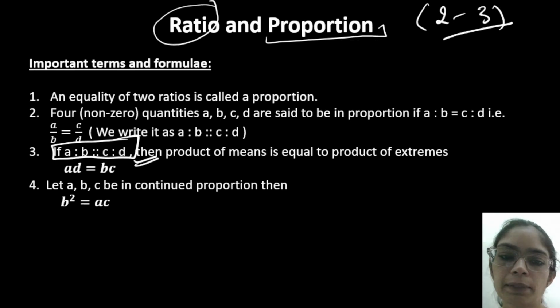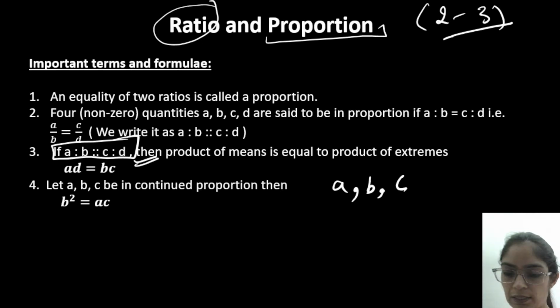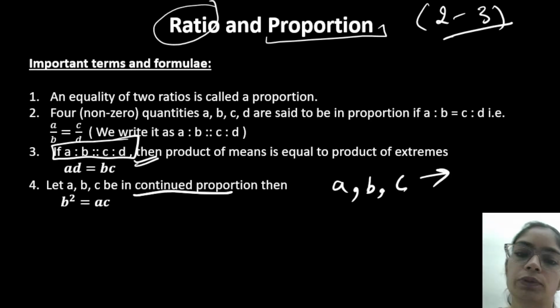Now sometimes three numbers are in proportion. I have given you the form also: A, B, C. So if three numbers are in proportion, in that case, they are known as continued proportion.